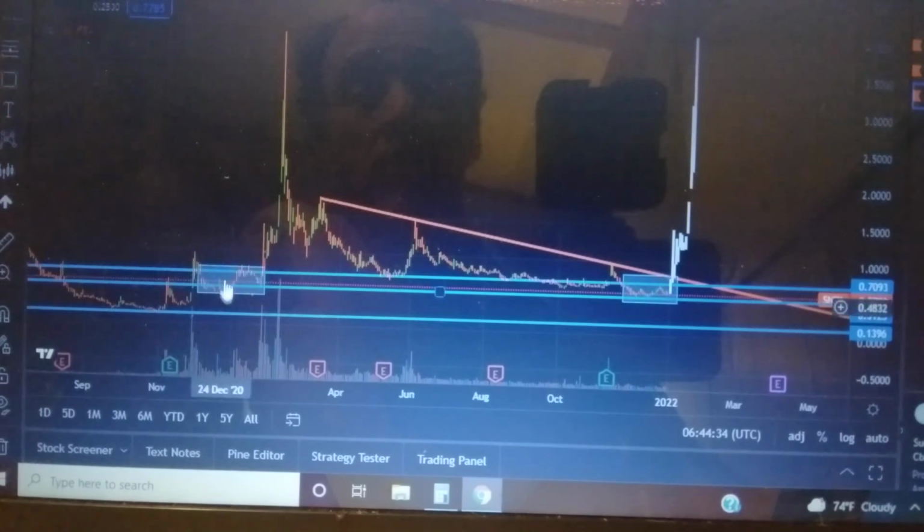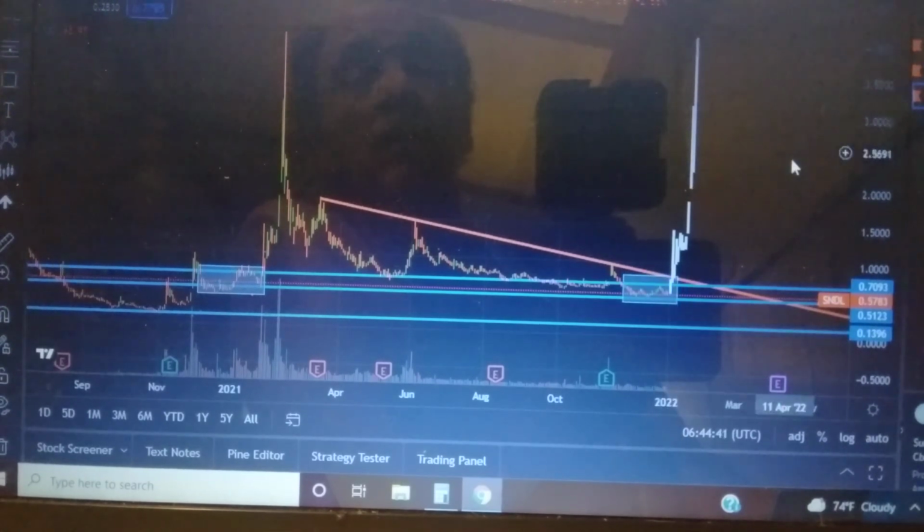I think y'all are in the broke down W right here, and then the rip, and you're in the broke down W right here, and you're about to have a rip.